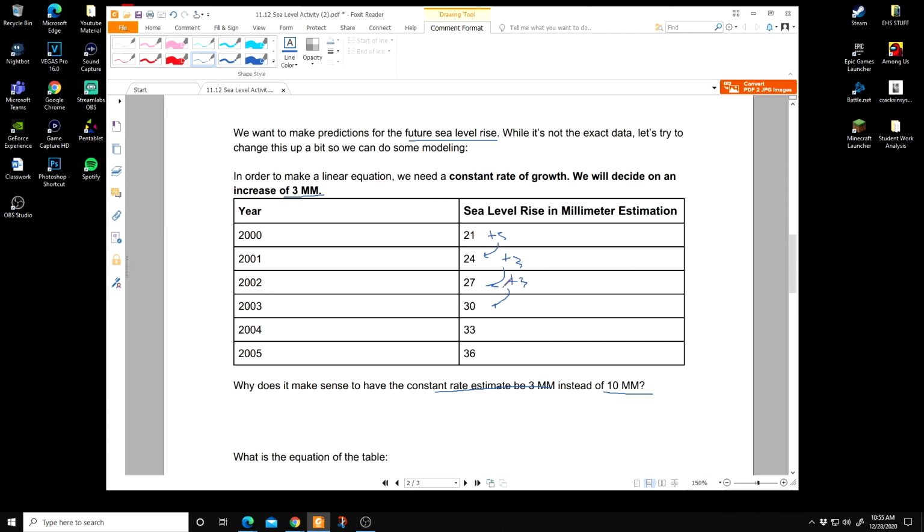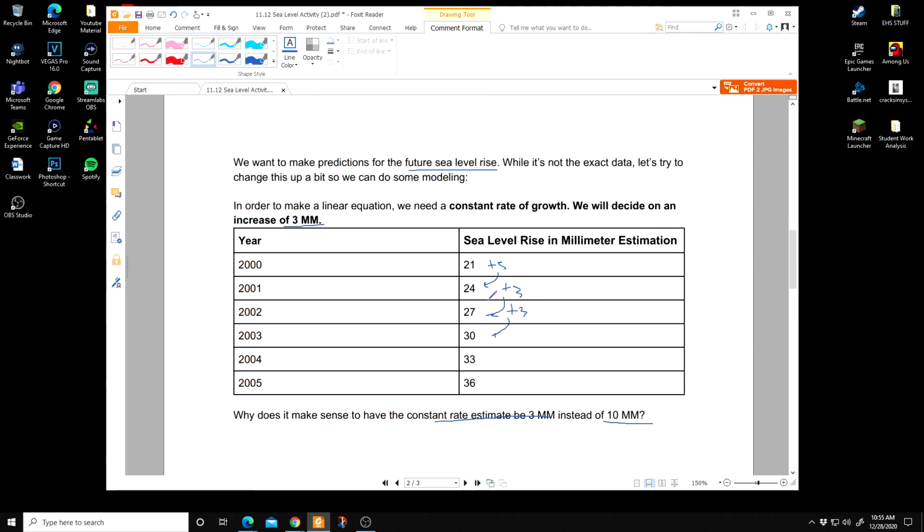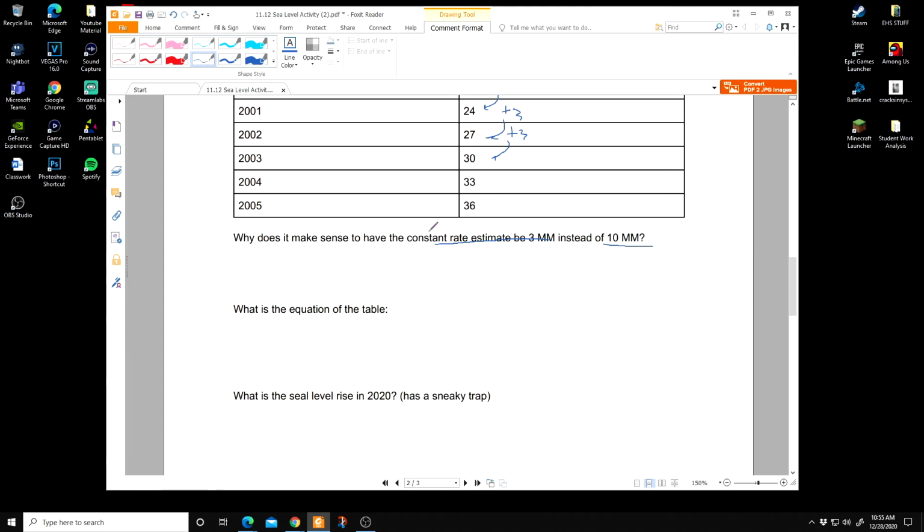So now that we did this, there's a reason why we wanted to make models. In order to make a linear equation, we need a constant rate of growth, right? We need it to increase by the same amount every time. So let's go ahead and, obviously we filled that out. What is the equation of the table?